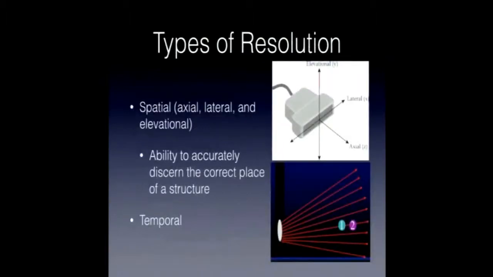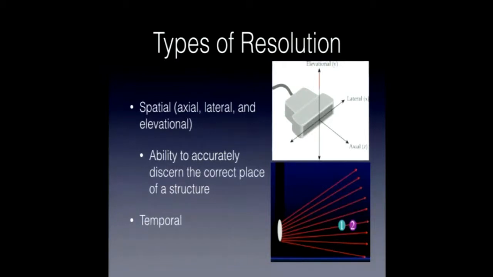All right. So now I'll shift gears to resolution that we should consider when we are using ultrasound machines. There are two major forms of resolution, spatial resolution and temporal resolution. Within spatial resolution, there are two that are similar, lateral and elevational. And then there's one that's slightly different, axial resolution.